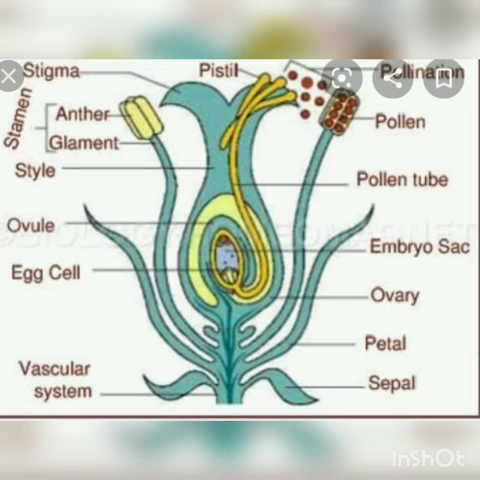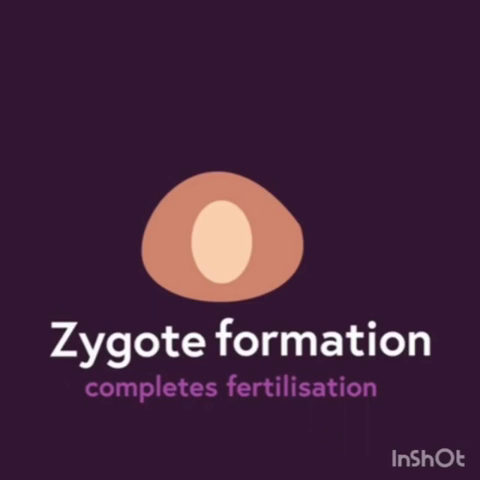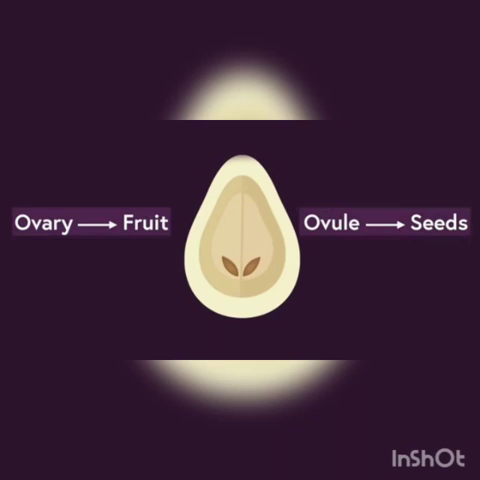Now, once the gamete reaches the ovary, the male and female gametes fuse, giving rise to the formation of a single cell. Zygote will further develop into an embryo. Zygote formation in plants marks the completion of fertilization. What happens next? What will happen once fertilization is successfully accomplished? After fertilization, the ovary develops into a fruit and ovules develop into seeds.